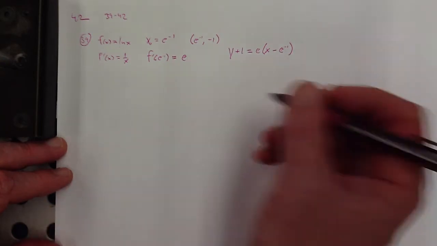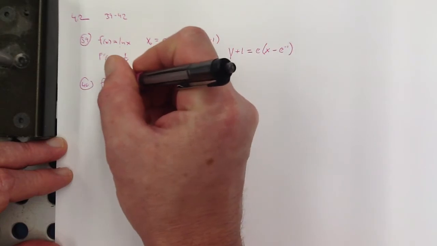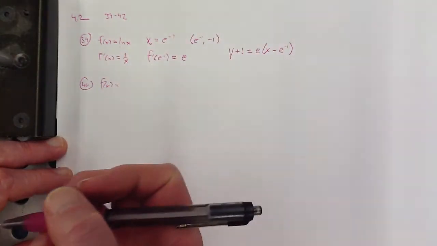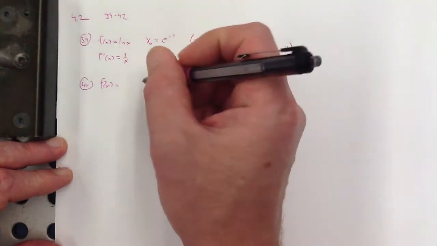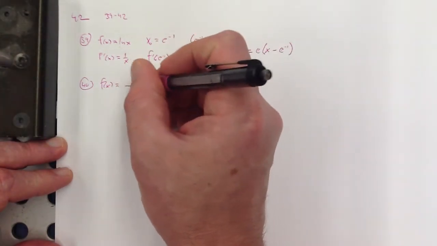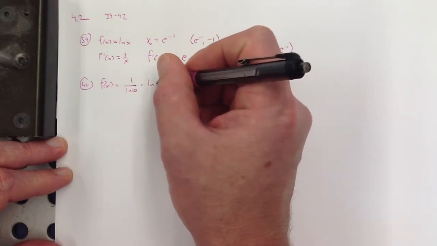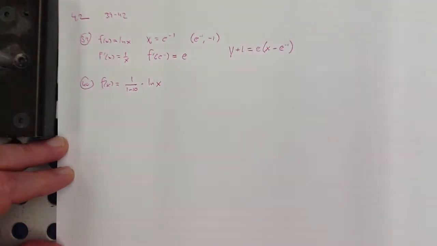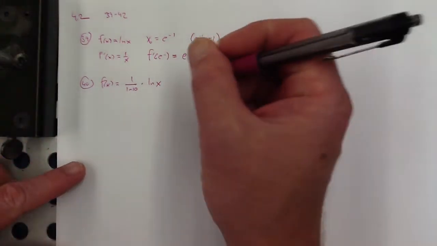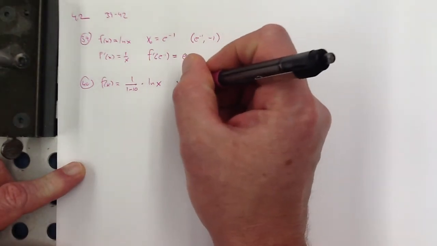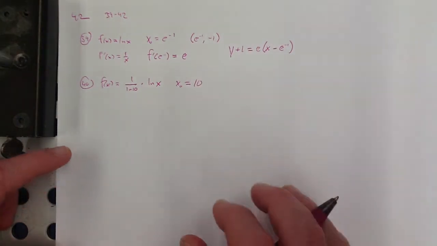All right. What's next? Log of x, that's log base 10 of x, which is the same as 1 over the natural log of 10 times the natural log of x, right? And we're going to write the equation for the tangent line to this at x equals 10.